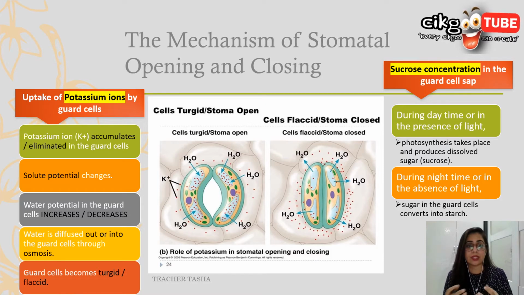So when there is more potassium ion or less potassium ion in the guard cells, the solute potential will change. Water potential will either increase or decrease. Water will either diffuse in or diffuse out from the guard cells through osmosis, and the guard cells become either turgid or flaccid. So this is in general, but the flow is the same. Later you will see the slides for stomata opening and for stomata closing, you will see the two differences, but the flow is the same. All right, now let's look at the next slide.